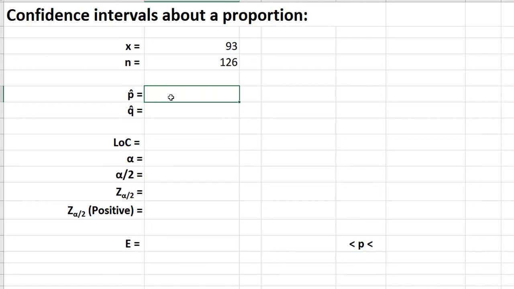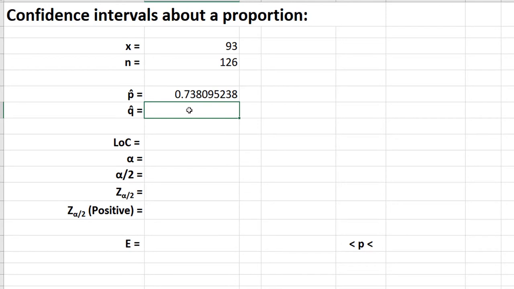How did we get p hat from that? Well, p hat is going to equal 93 divided by 126. And that's where I got the 0.7381 number from. I rounded at the 10,000th place.